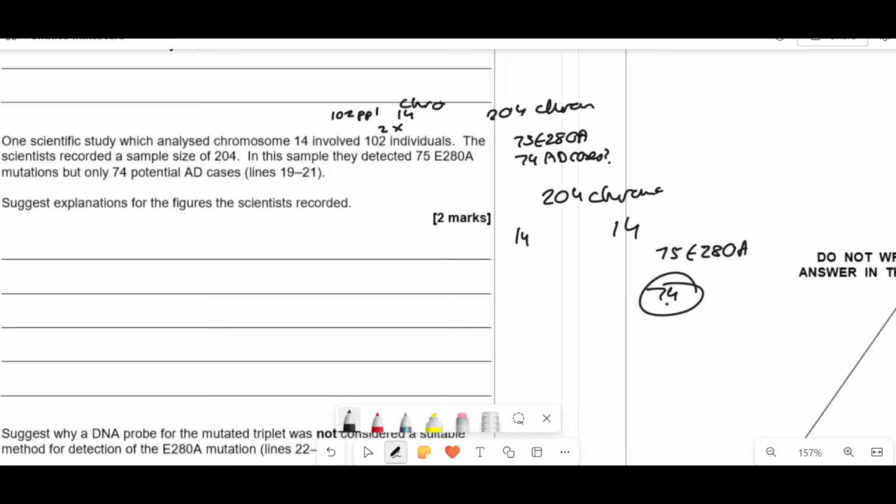Somebody might have had 2. So they had 2 of these E2 alleles, and then all the other ones might have had 1. If they all had 2, you'd have half of that. So that's what it must have been.